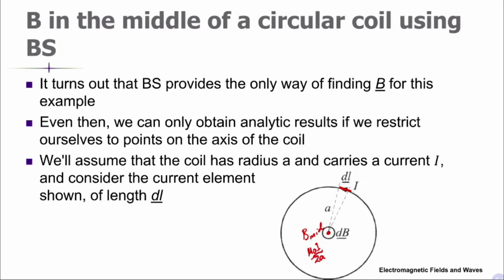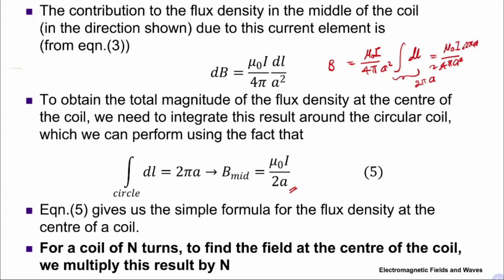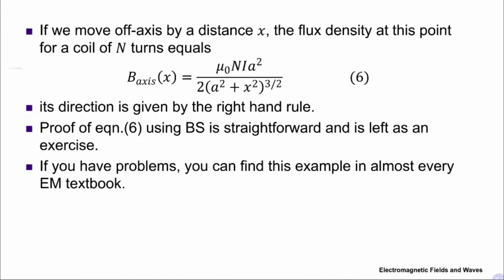Okay, that's only true at the middle of the coil. So if you have n number of coils, then the magnetic flux density will be multiplied by n. And then if you move off axis by distance x, then the flux density at this point for a coil of n turns will be equal to mu naught n times I a squared over 2 times a squared plus x squared to the power of 3 over 2.